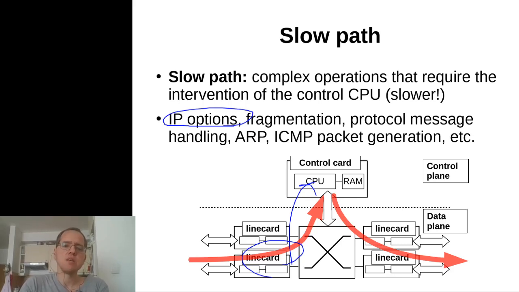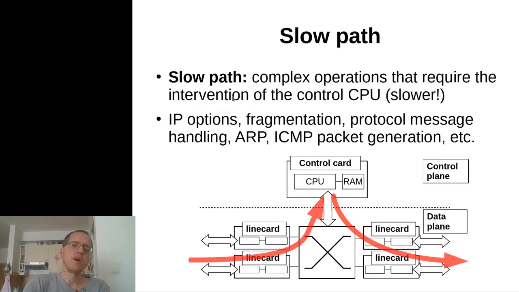Protocol message handling. So whenever we get a BGP packet, of course we need to pass this on to the control CPU, because the control CPU is the actual place where we run the BGP daemon. ARP, ICMP packet generation. These are all types of different functions that may or may not be implemented on the fast path.